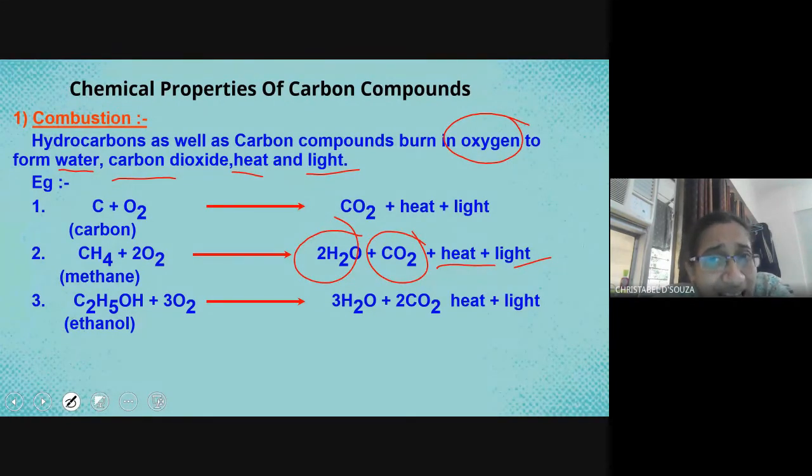The formula for ethyl alcohol is C2H5OH. It burns in oxygen. This product you should know: carbon dioxide, water, heat, light. So this is my first property, combustion. Combustion means to burn in oxygen, or in air. So it burns in the oxygen in the air to form what? It forms carbon dioxide, water, heat and light. Carbon burns in oxygen to form carbon dioxide, heat and light. Is this point very clear?